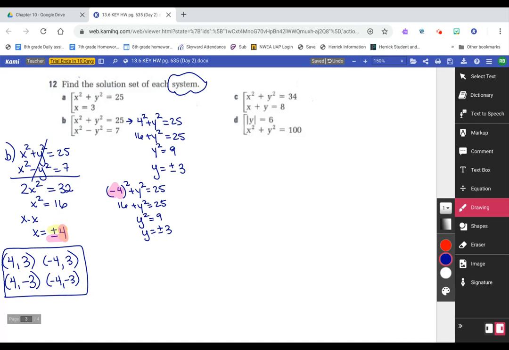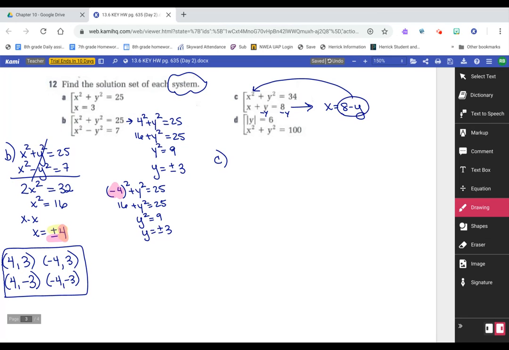So for letter C, I'm going to do substitution. So you can either get x alone or y alone. If I subtract y from both sides, I get x is equal to 8 minus y. Now I'm going to substitute this into x's spot. So I have 8 minus y squared plus y squared is equal to 34, and that allowed me to eliminate the x's. So remember, this is x, or 8 minus y times 8 minus y.